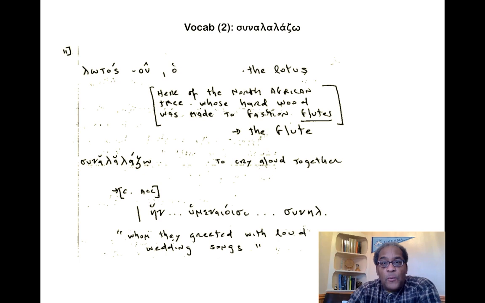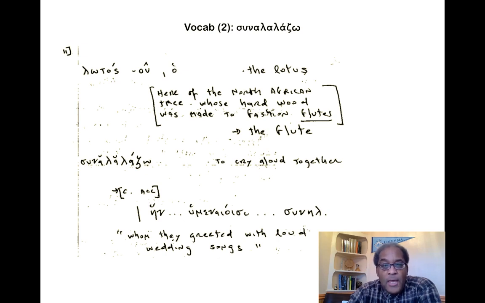And then we have lotos, lotou, ho, and this is the lotus. And here it's the North African tree whose hardwood was used to make flutes. So hence, in this context, lotos means flute. Okay? And then sunalalazo means to cry aloud together.